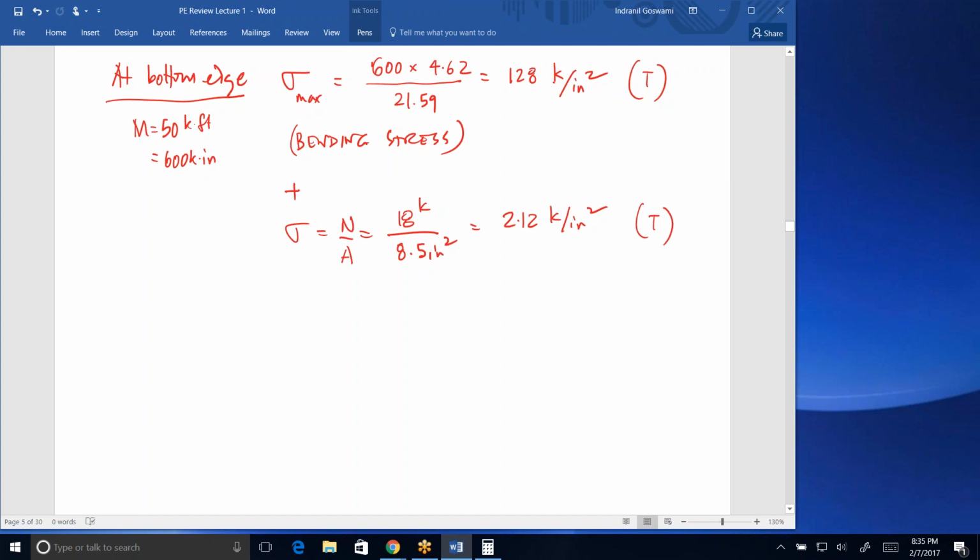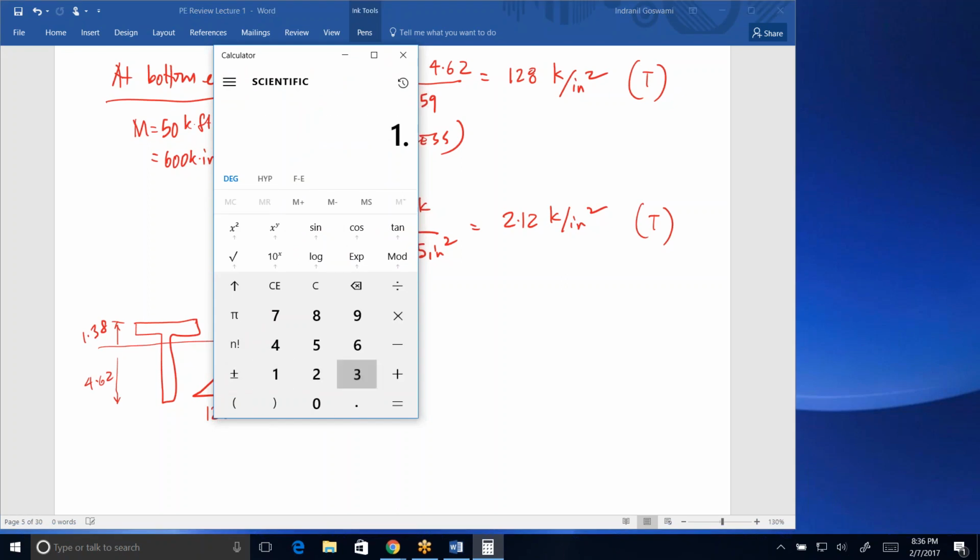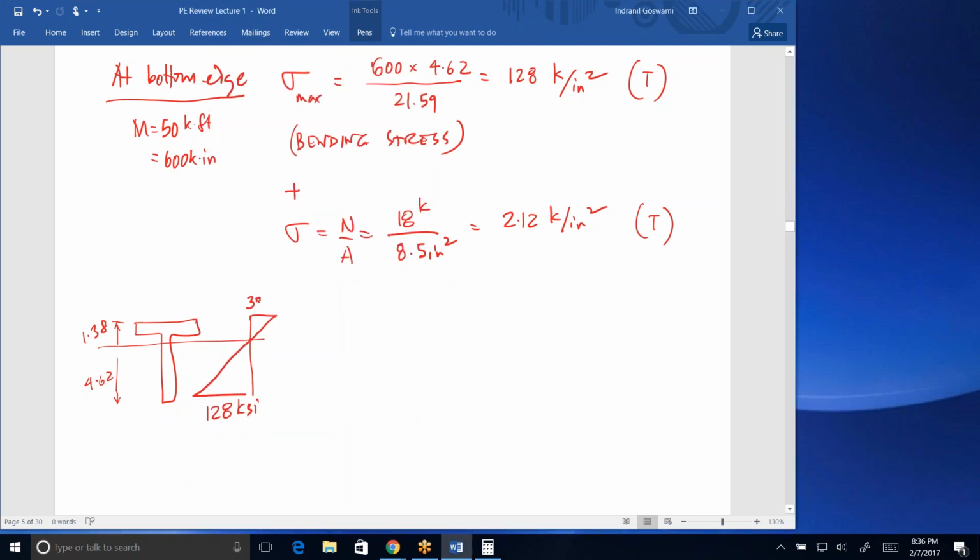This is varying. This is only maximum at the bottom. So for that particular section, the neutral axis is kind of skewed to one side. The stress distribution looks like that. This distance is 4.62, which is more than 3 times the distance at the top. This stress turned out to be 128 KSI, and the other one will be 1.38 divided by 4.62 times 128. That's proportionate, and that'll be 38 KSI. This was the bending stress.